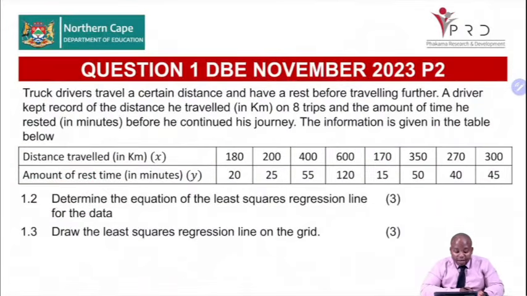Now, grade 12, let us look at 1.2 and 1.3. For these two questions, you are given 5 minutes again to complete 1.2 and 1.3. And your 5 minutes starts now.